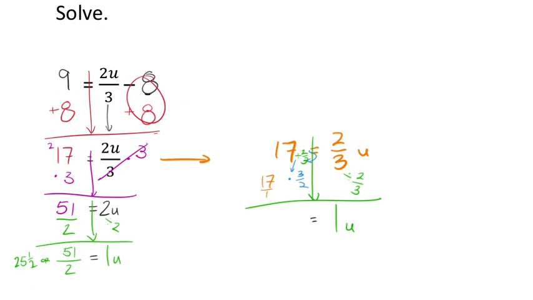And our multiplication, 17 times 3, we've already done, is 51. 1 times 2 in the denominator is 2. So we get the same answer either way. I don't know which one is more work, but it ends up working the same.